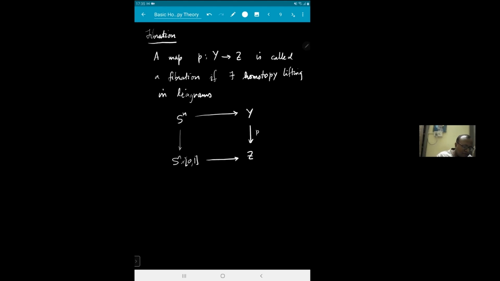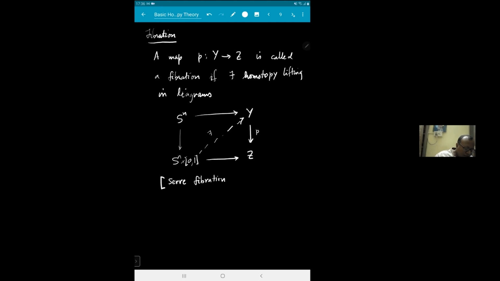So this is my S^n cross 0 inside S^n cross [0,1], and I have the condition that S^n cross 0 lifts to Y, and then the homotopy lifting property will say that the entire homotopy must lift. So if this exists for all such diagrams, this map P from Y to Z is called a fibration. I should really say, for correctness, this is a Serre fibration.